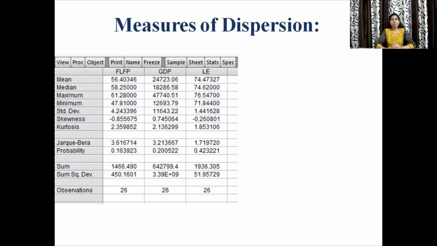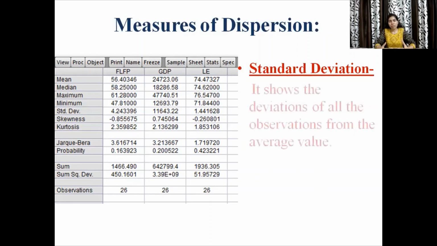The next is measures of dispersion. Again, there are various measures of dispersion like range, standard deviation, mean deviation, and so on. Here, the value of standard deviation is given. Standard deviation basically shows us the deviation of all the observations from the average value. So, the deviations from the average value for all these variables is given. So for FLFP, it is 4.24, and similarly, you can quote the values for other independent variables.